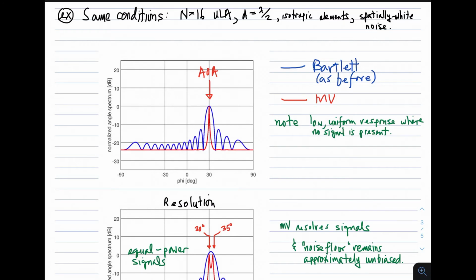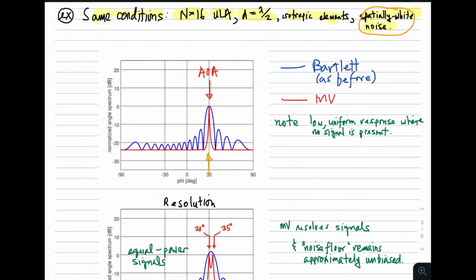Okay, now time to do some examples. Same conditions as before, an N equals 16 element uniform linear array, half wavelength spacing, isotropic elements, and we will keep that spatially white noise. That spatially white noise is really important for MV processing. I'll return to that idea at the end of this lecture. For the first scenario, where I have simply a signal incident from 30 degrees, phi equals 30 degrees, blue shows Bartlett processing as before, and we have the sinc-like spectrum, the blue curve.